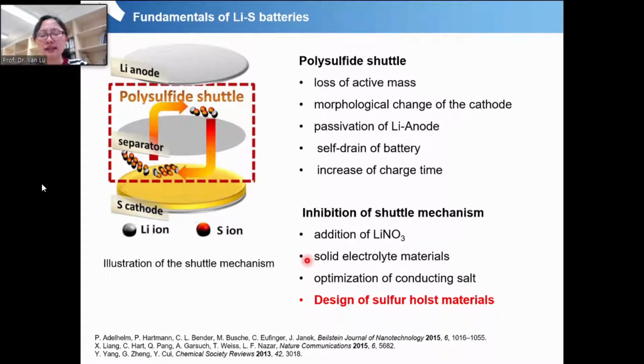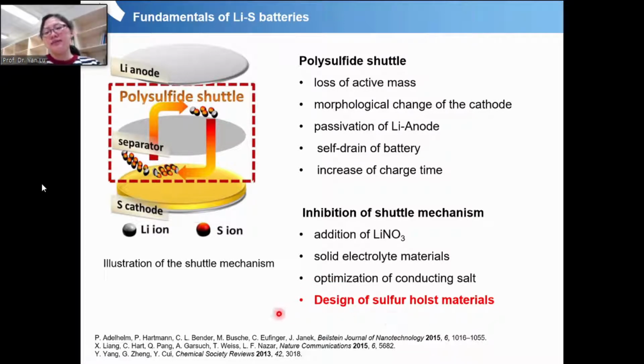And of course, instead of this liquid electrolyte, it's possible to use a solid electrolyte. In this case, the dissolution of polysulfide does not exist anymore in the system. Another possibility is to optimize the conducting salt, and in this case also to improve the diffusion of lithium ion, and then to reduce the polysulfide shuttling effect in the system.